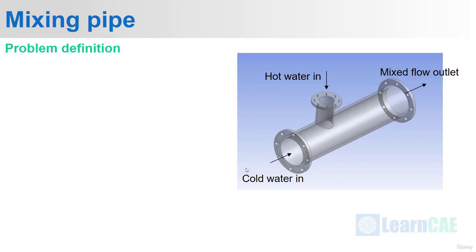As you can see in this image, cold water enters from the left side and hot water enters from the smaller diameter pipe on the top side, and the mixed flow leaves on the right side. Okay, we shall see the flow parameters.